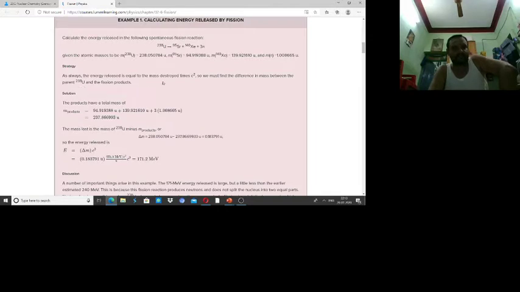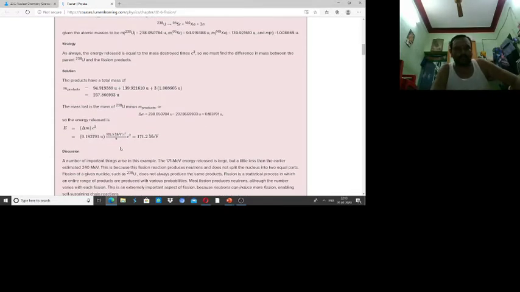So actually the strategy is nothing but the product has the total mass. You have to count the total mass of the products. It emits 3 neutrons, so you write all the products, the sum of all the masses on the product side in terms of atomic mass unit. Already they are giving uranium 238, so the difference is called the mass defect. That mass should be converted into energy according to Einstein's mass-energy relationship.